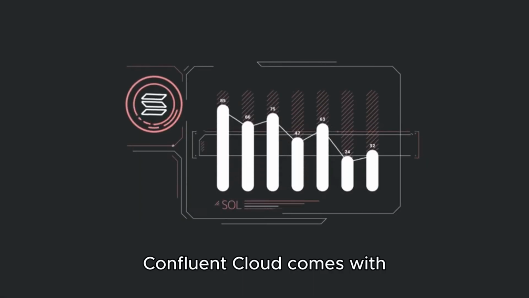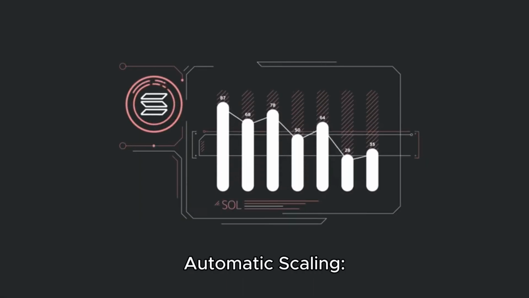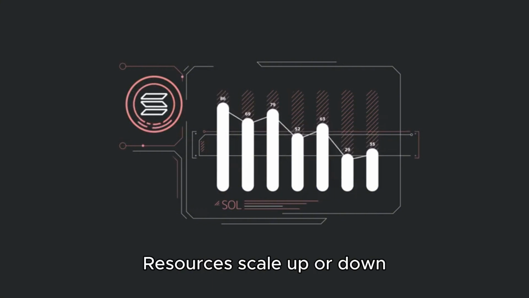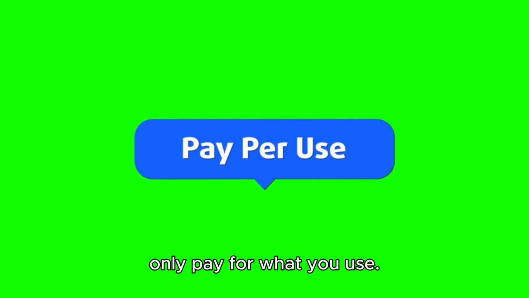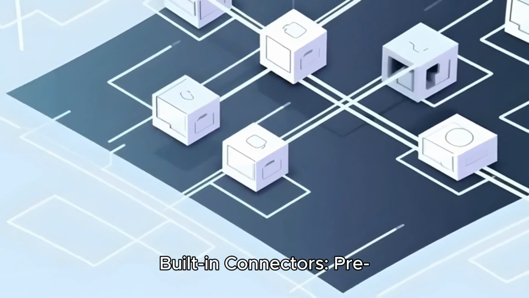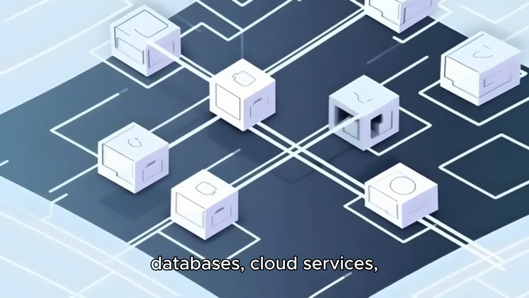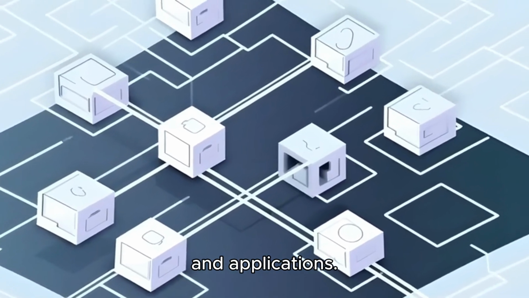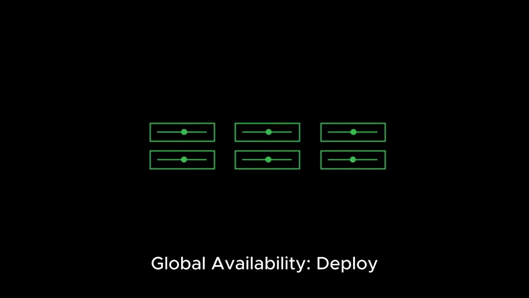Confluent Cloud comes with some incredible features. Automatic scaling: resources scale up or down based on demand. Pay-as-you-go pricing: you only pay for what you use. Built-in connectors: pre-built integrations with databases, cloud services, and applications. Global availability: deploy Kafka clusters across multiple regions for low-latency data streaming.